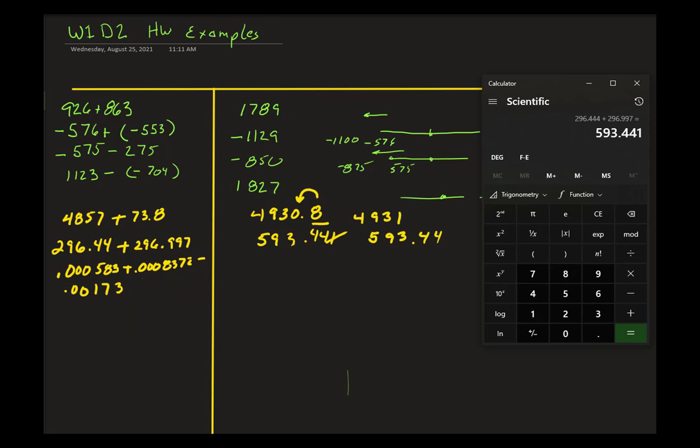So 8 plus 6 is 14. And this is going to be a 1 here and a 7. So 14 and 17, we're going to be close to 0.003 something. So let's go take a look. 0.000583 plus 0.0003.